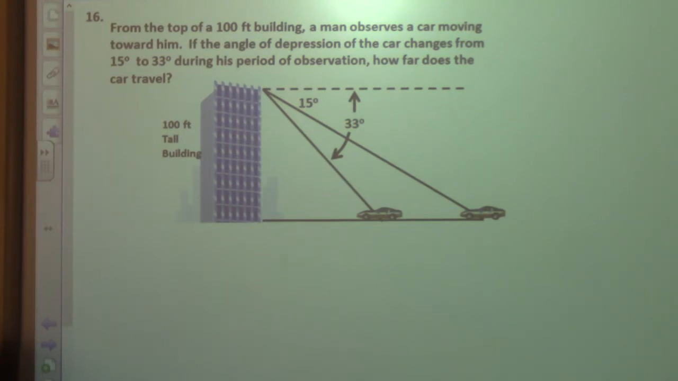I got 38. 38 miles per hour, that makes sense to me. Yeah, I did it wrong.